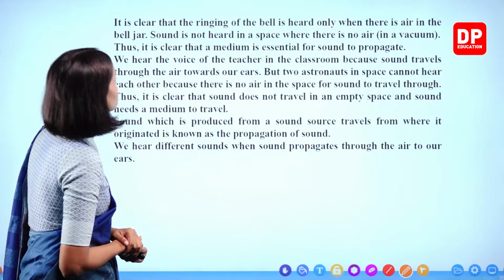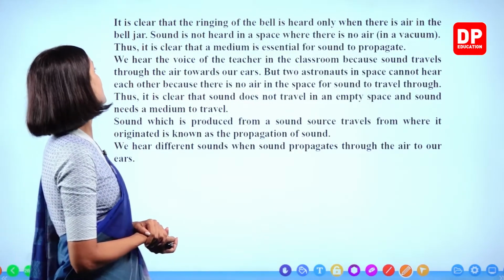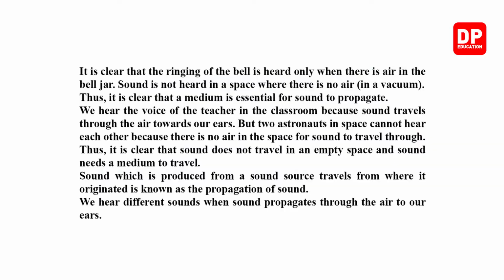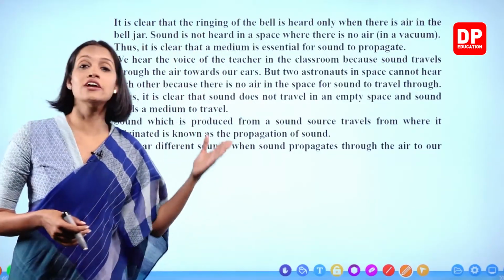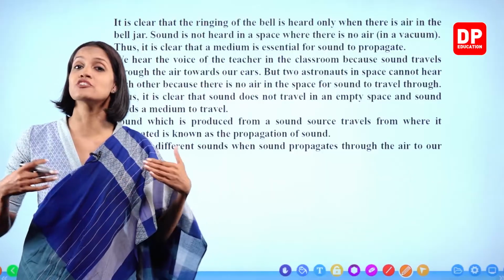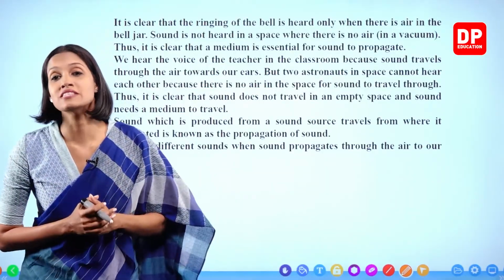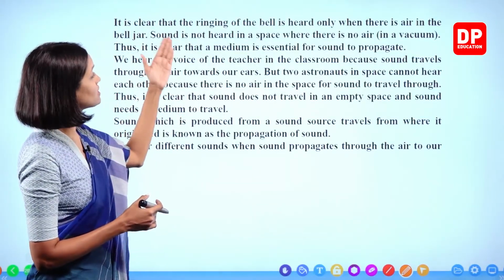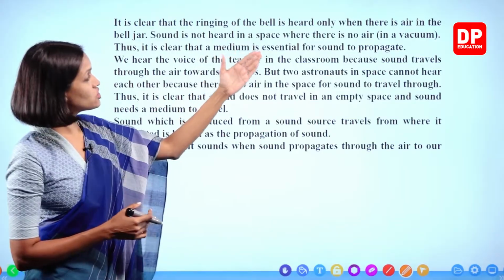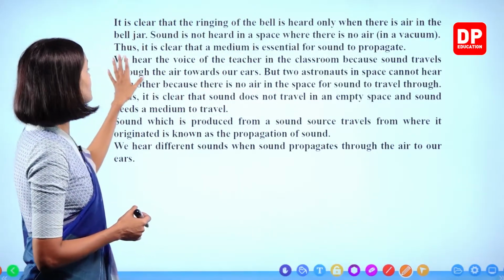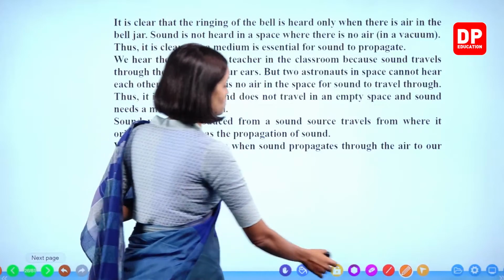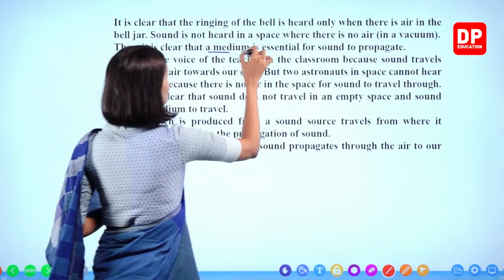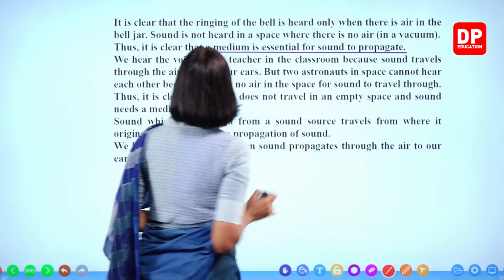It's clear that the ringing of the bell is heard only when there is air in the bell jar. Sound is not heard in a space where there is no air, which means it's a vacuum. This is why the astronauts cannot hear each other's voices, because there are no air particles in space, which means it is a vacuum, right? Thus it's clear that a medium is essential for sound to propagate, okay?